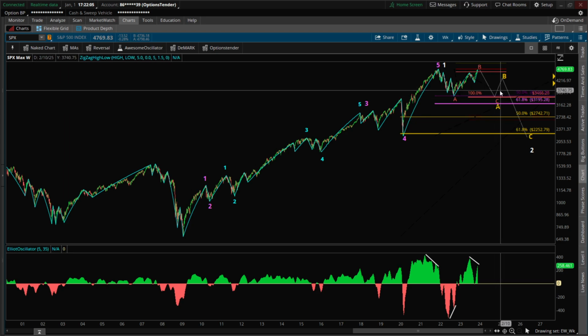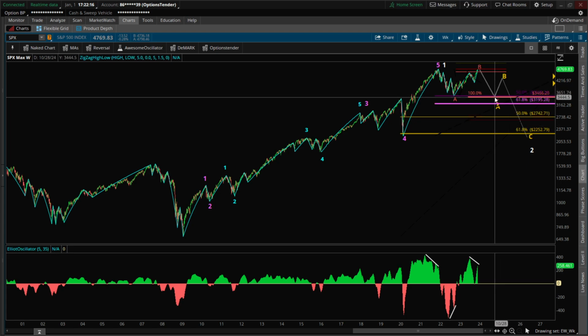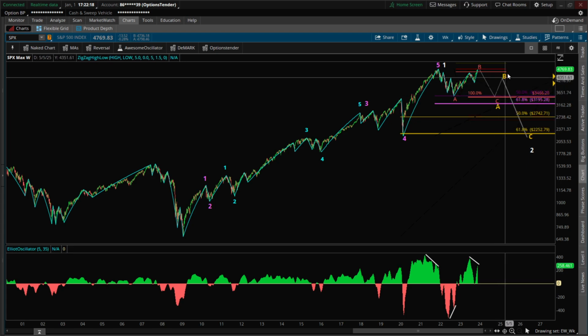It should be pretty messy, wave B. It can be sharp. It can be complex. There's a lot of things that could happen, but people are going to be exuberant and say the bear market is over. We're going into a new bull market.